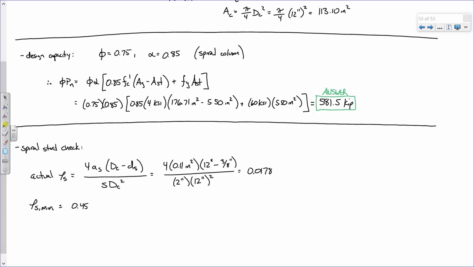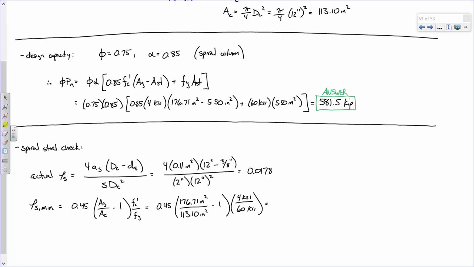And then we've got (Ag over Ac minus 1) times fc prime over fy. So 0.45, now Ag, that was 176.71 inches squared over 113.10 inches squared, minus 1, times 4 ksi over 60 ksi.